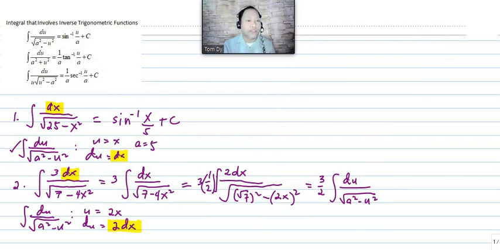So we have this formula, so that our final answer equals 3 over 2, and then this one is equivalent to arcsine of u over a. Our u equals 2x, and then our a is equivalent to square root of 7 plus c. So that will be our final answer.